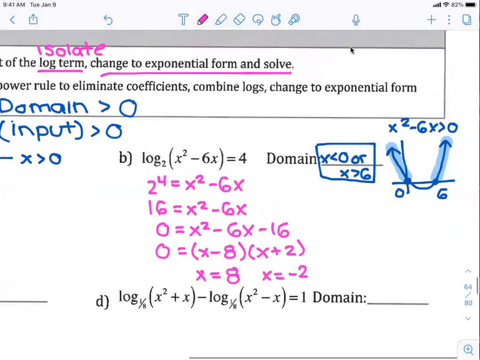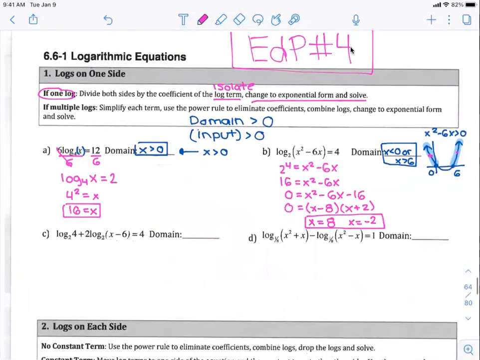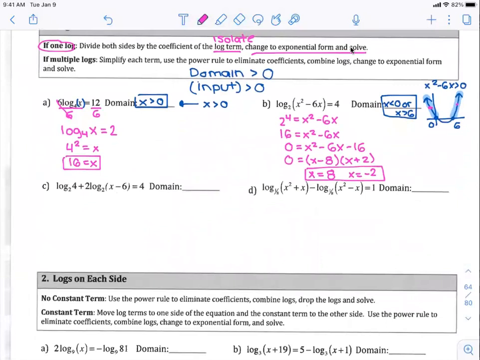And then I want to ask myself, are those solutions? X equals 8 would be somewhere over here, so yes. X equals negative 2 would be somewhere over here, so yes, because it falls under this. X is greater than 6, 8 is greater than 6, or x is less than 0. Negative 2 is less than 0. So both of these are solutions. We do not have to throw one out. I will show you an example of where we do throw out one of the solutions next.